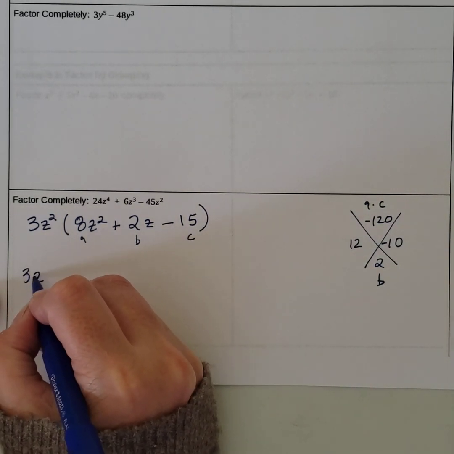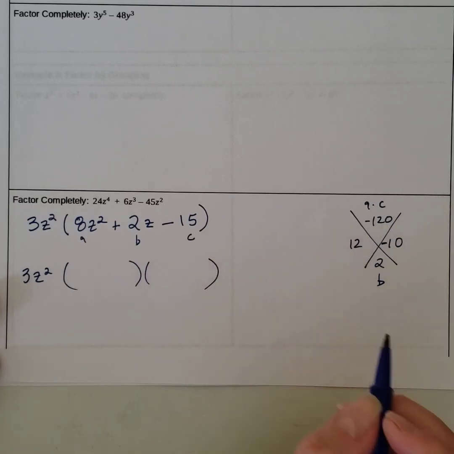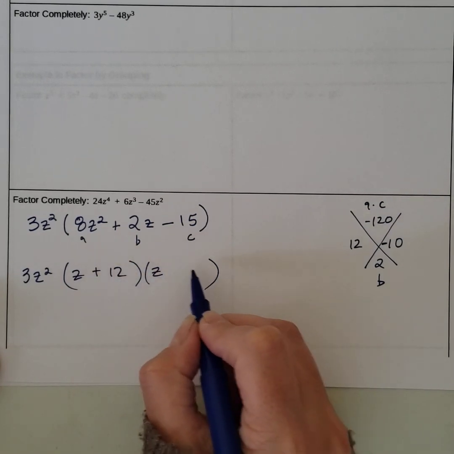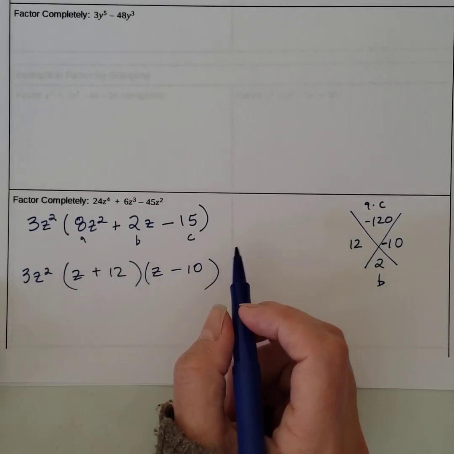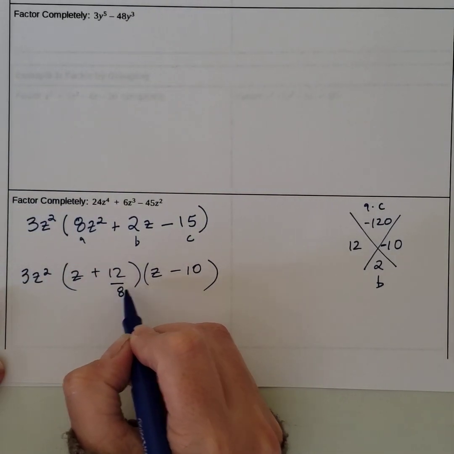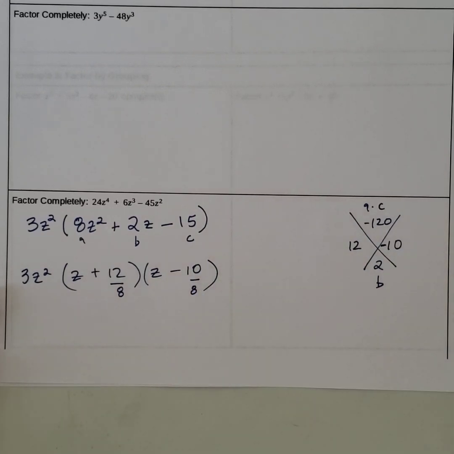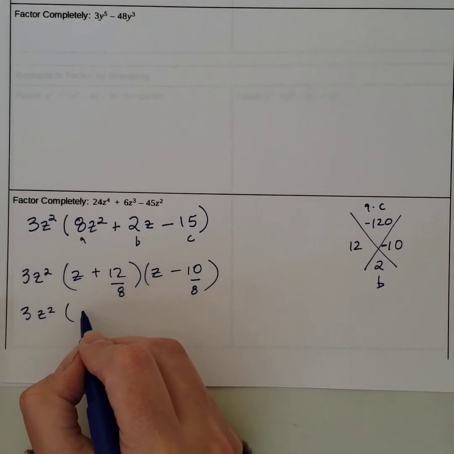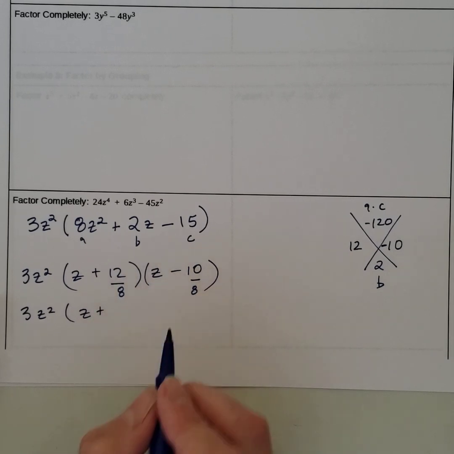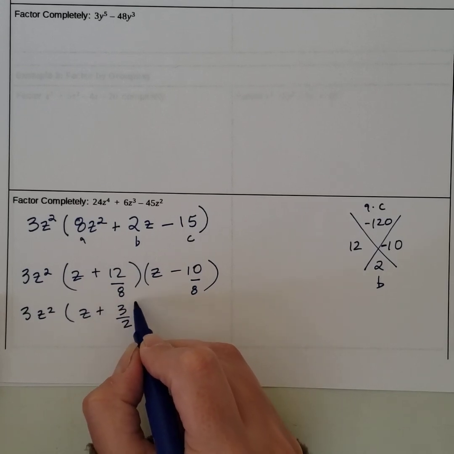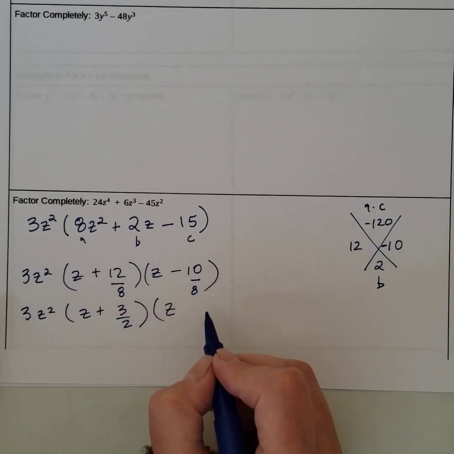So I'm going to bring my 3z squared down. My two factors, so z plus 12 and z minus 10. Now we have a leading coefficient that's other than 1, so that means we need to divide each of our factors by that and simplify them. So 3z squared, this gives us z plus, simplify this, divide them both by 4, 3 halves. These can both be divided by 2, so that gives us 5/4.